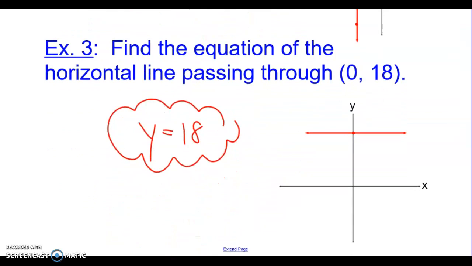Example 3, find the equation of the horizontal line passing through the point 0, 18. Again, I'll draw a quick sketch for you. There's the point 0, 18. There's my horizontal line. Recall, horizontal lines always have equation y equals a number. What's the number? It's the y coordinate. There it is. So my equation here is y equals 18.